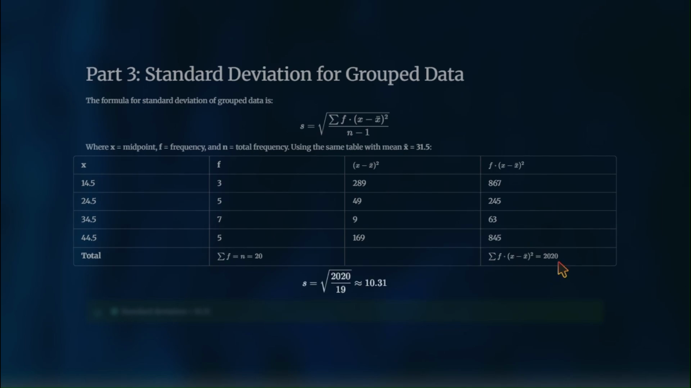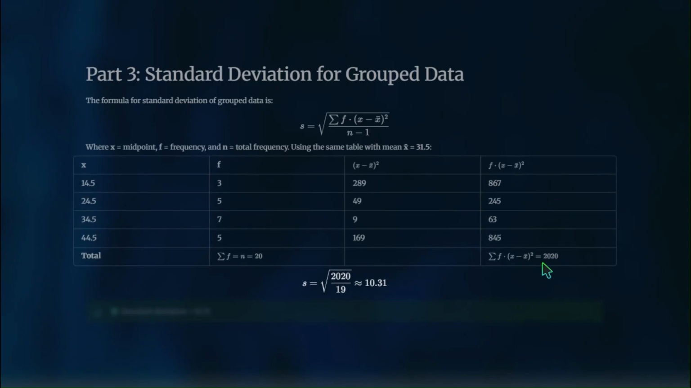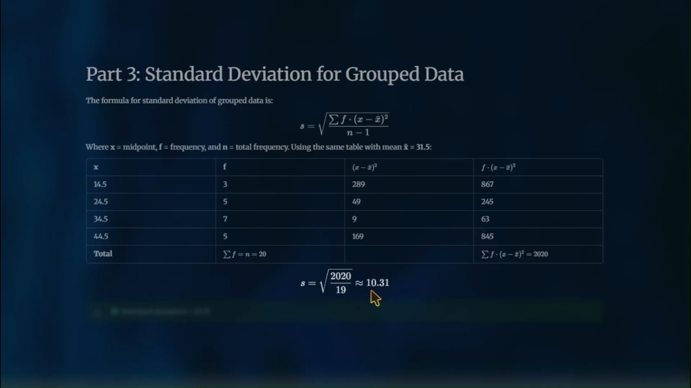Now we can use our formula. S will be equal to the square root of 2020 divided by 20 minus 1, which is 19, which will be approximately 10.31. So in this case, the standard deviation for our frequency distribution will be approximately 10.31. And once again, this is an estimate because we used midpoints to represent all the values. The more data points in each class, the more accurate this estimate will become.